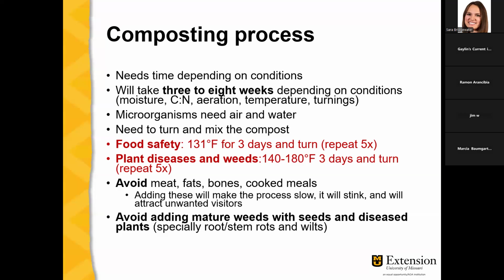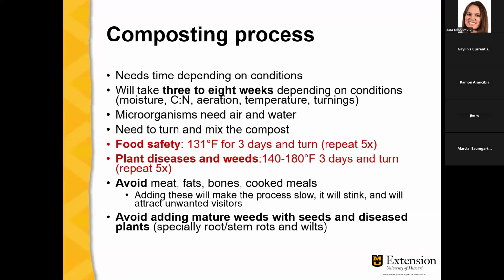So avoid using meat, fats, bones, cooked meals. I mean, you could put a little bit, but the problem is that these will make the process too slow and it will stink.